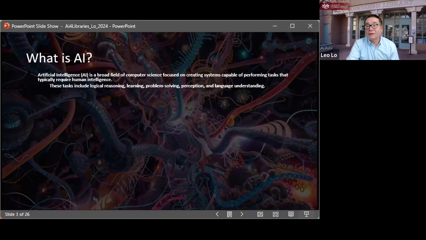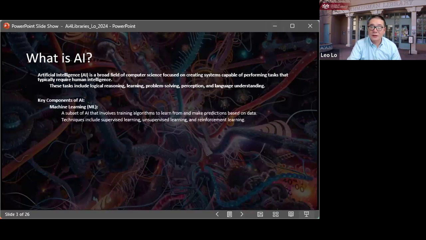Now, we don't have to be computer scientists to learn a little bit about AI or to use AI. But we should understand some of its key components. So when people talk about AI, especially in the news or with your colleagues, we know a little bit about what they're talking about. Here are some of the key components I think we should all at least be aware of. The first is machine learning.